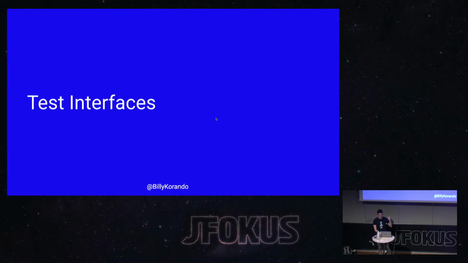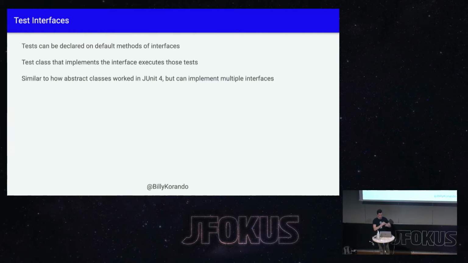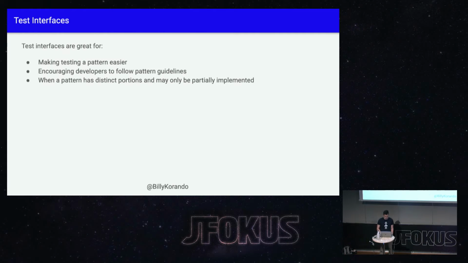Test interfaces. Again, test interfaces was something that took me a little while to get my head around and also to find a use case. As mentioned, in JUnit 5 we were able to now declare default method interfaces in tests. Where this can be useful is that in JUnit 4, you could do something similar using abstract classes. But of course, in Java, you only have single inheritance, while Java also allows you to implement multiple interfaces.